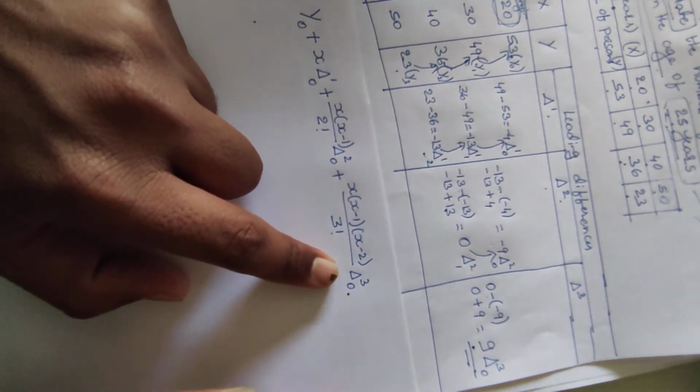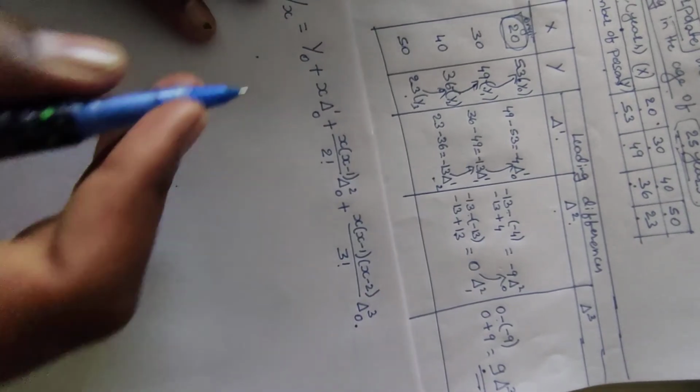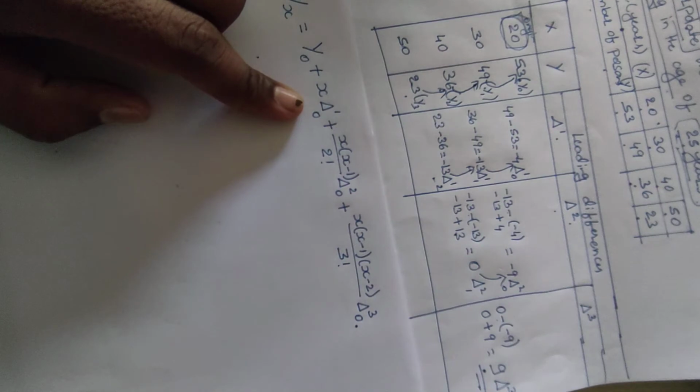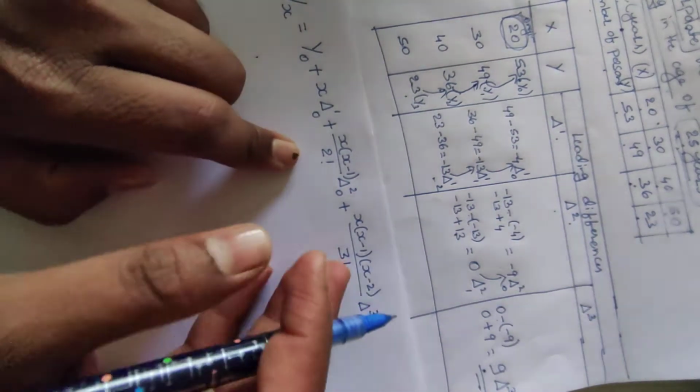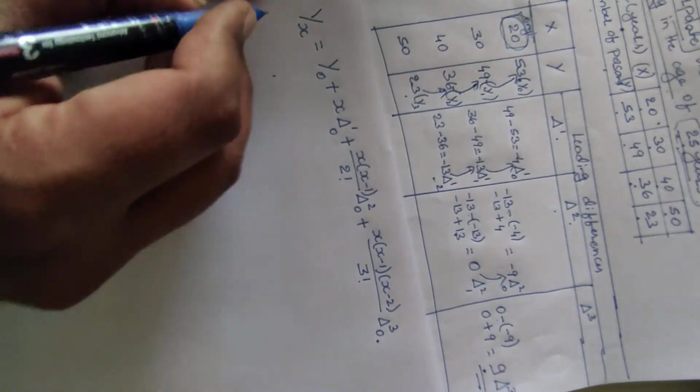Okay students, this is a way of writing a formula. This is the standard one. When the leading difference increases, the formula automatically expands. Next, we have to do the simplification.